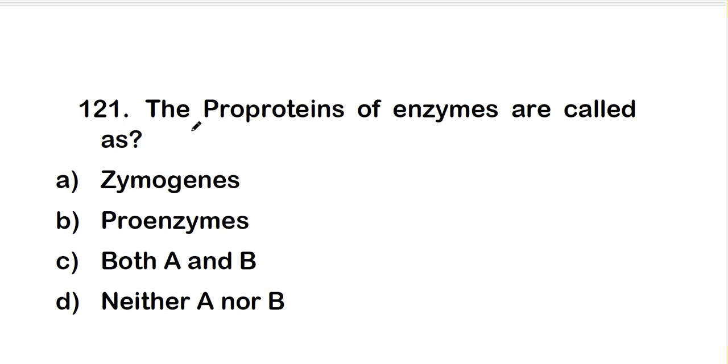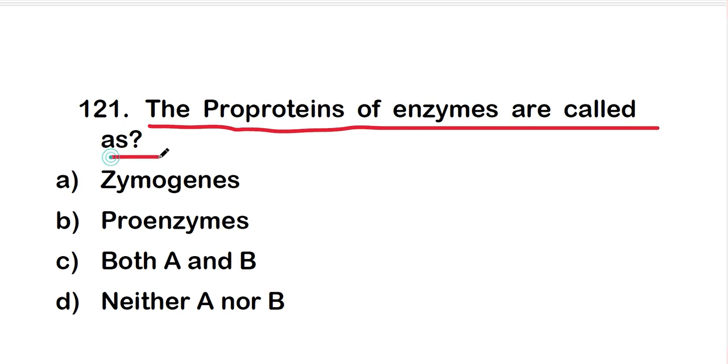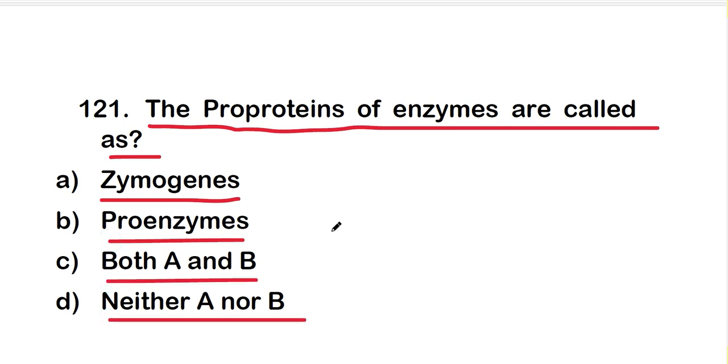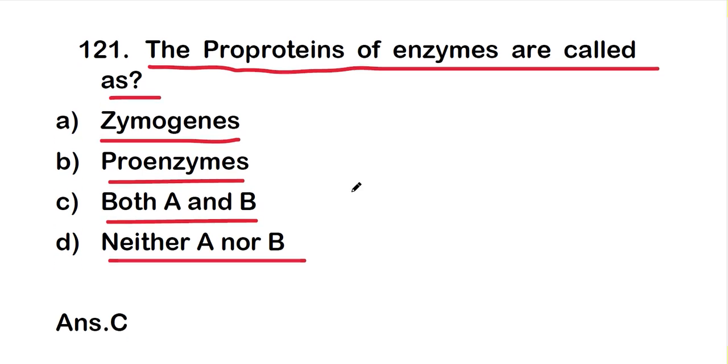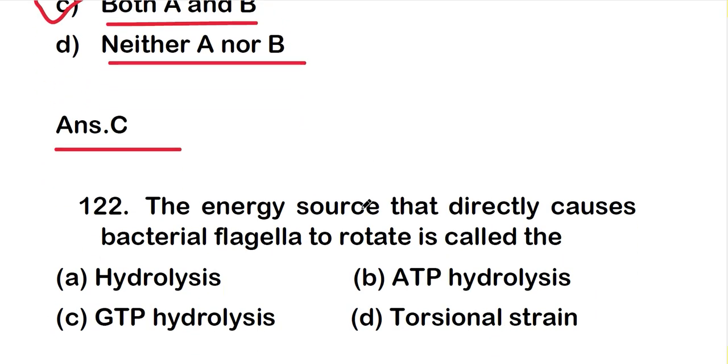So the first question of this video is, the proproteins of enzymes are called as option A zymogens, option B proenzymes, option C both A and B, option D neither A nor B, and the right answer is option C, that is both A and B is the correct one. So the proproteins of enzymes are called as both zymogens and proenzymes. Okay, so let's move on to the next question.